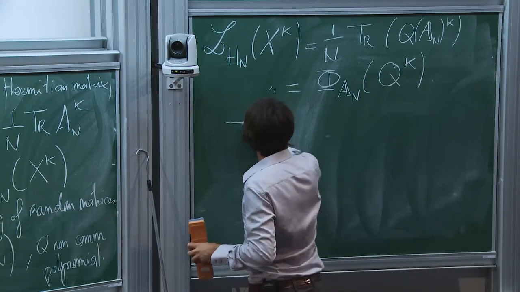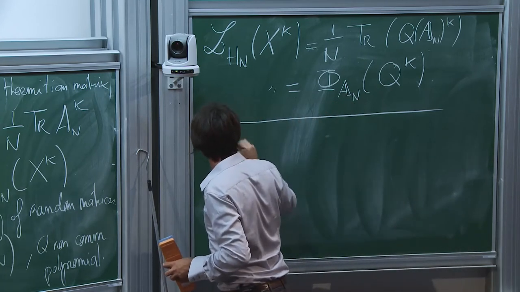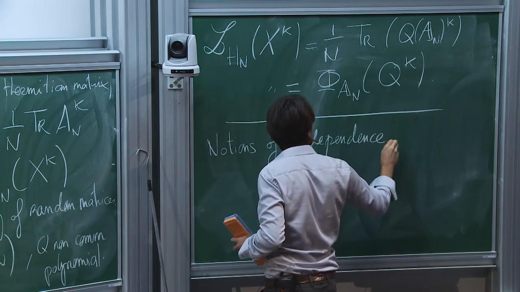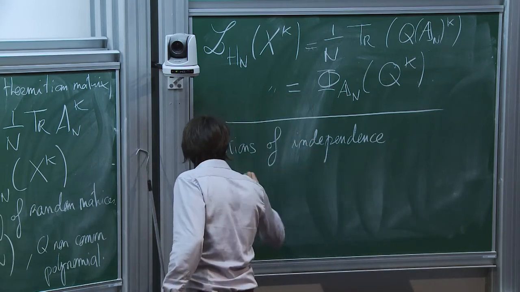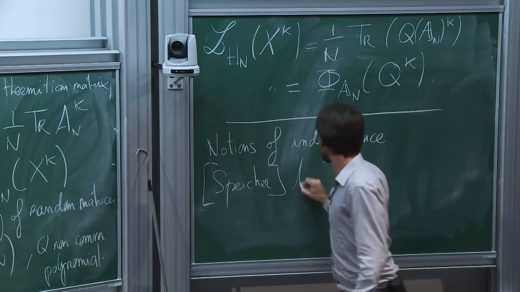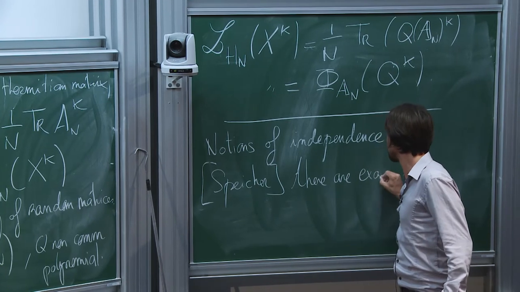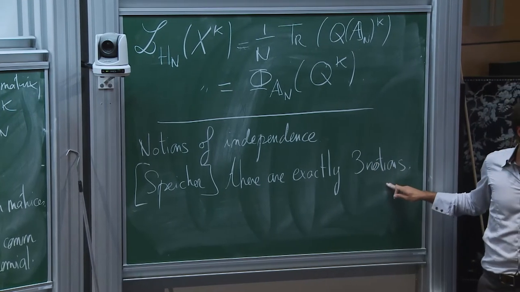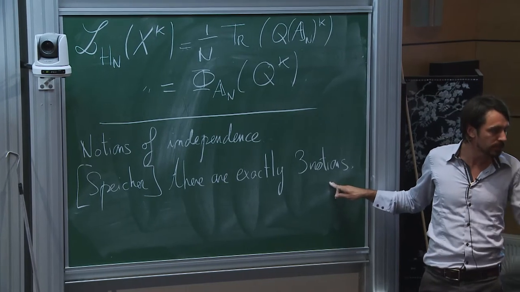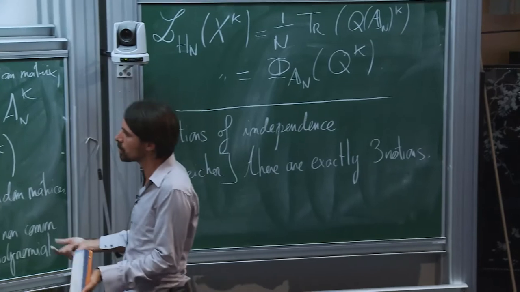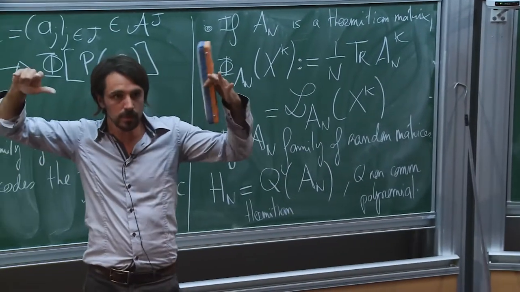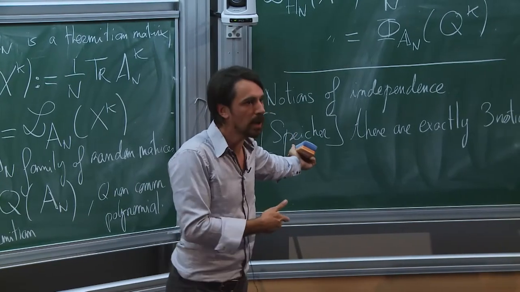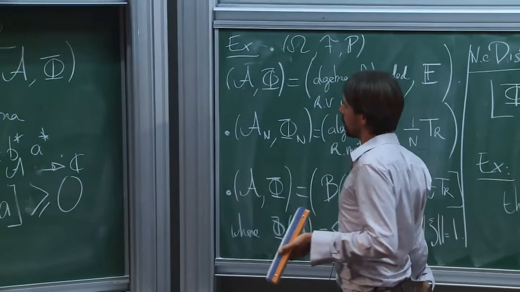Okay. So now I can introduce the notions of independence. And Speicher proved that there are exactly three notions of natural independence. I'm not defining what is a natural notion of independence, but heuristically, this is a rule where knowing the distribution of A1, A2 to AL, it gives you a joint distribution for that guy. And it is natural if you can deduce it in the same intuitive way as the notion of independence, which characterizes the thing in the natural way.